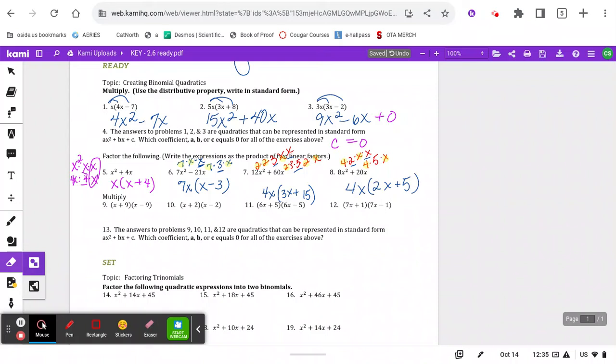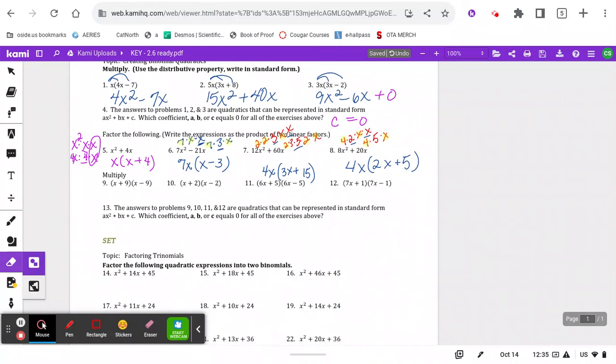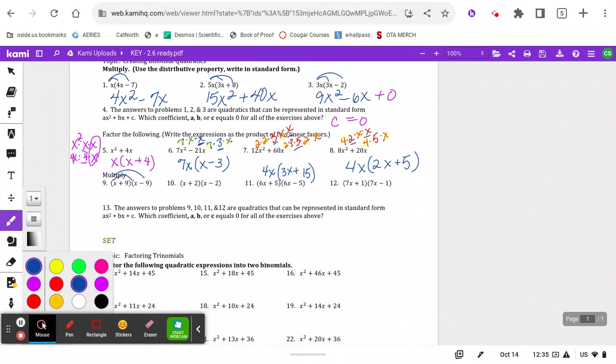All right, the next ones are using the box or the FOIL method, your choice, multiplying binomials. And you should come up with x squared minus 81. Please show the full work there to get the positive 9x and the minus 9x, showing how they cross out. These are just answers. You need to show your work to get credit.